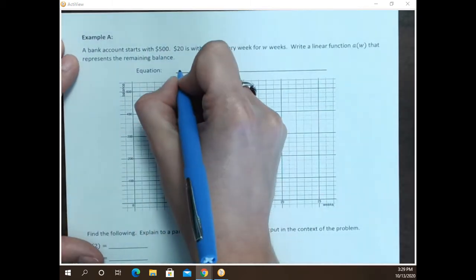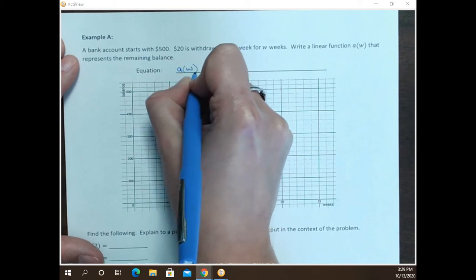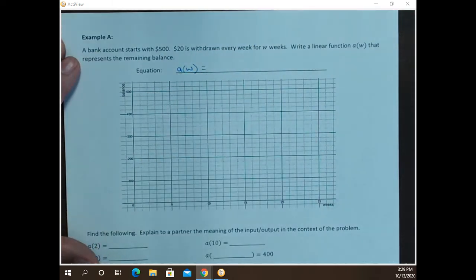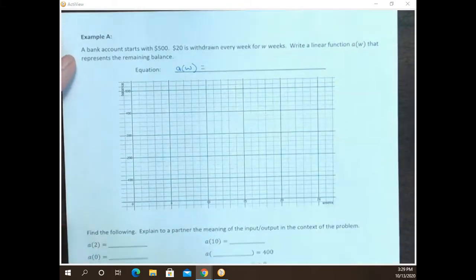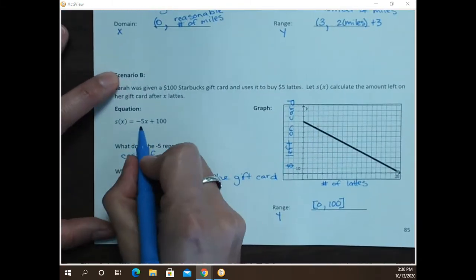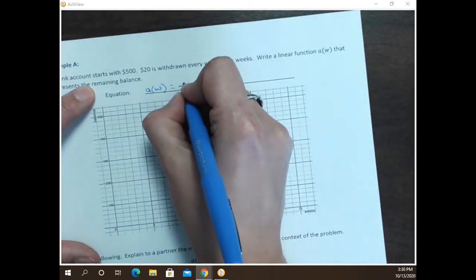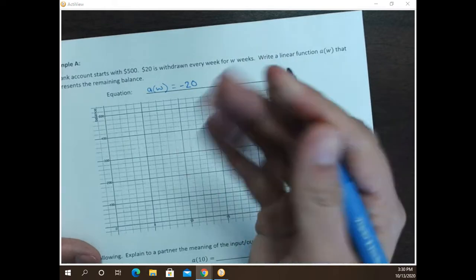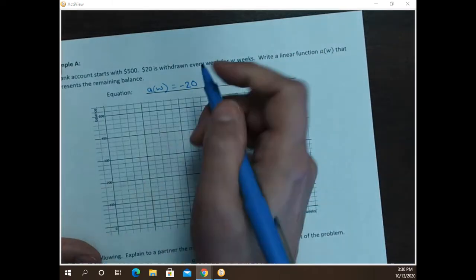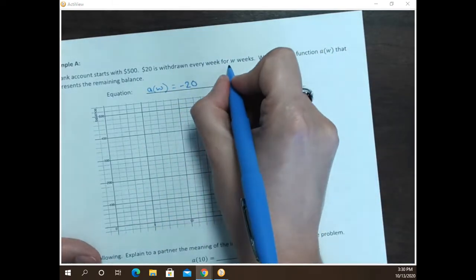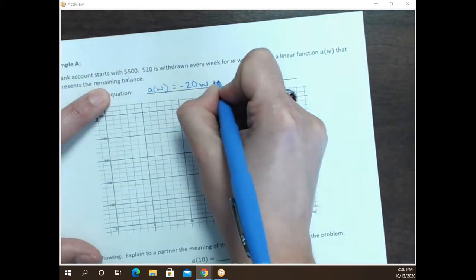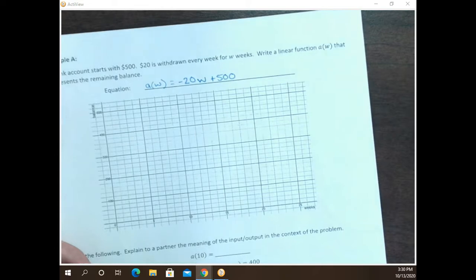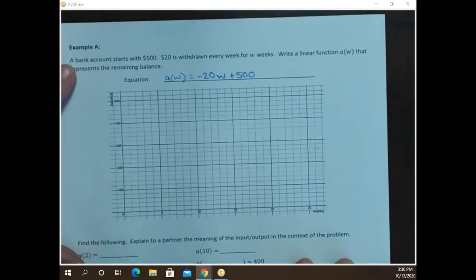So my function is going to look simple. It says use A of W, so I'm going to use A of W here. And then it says $20 is withdrawn every week. So just like we had that -5 for our latte charge, we're going to do -20 since that's the amount that we're taking out of this account every week. Withdraw means we're taking it out. And it says for W weeks, and then we started with 500. So that's the amount we had originally. Okay, so there's my function.